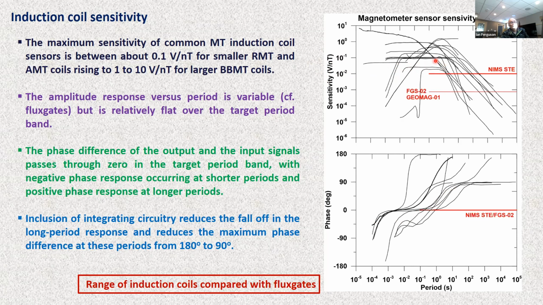Typically, the amplitude response is fairly flat over the period range of interest, the target period range. And the phase will pass from very low values through 0 to higher values in, again, this period range of interest. The inclusion of integrating circuitry reduces the fall off in the long period response, so moves us in this direction, and also drops the long period phase response from 180 down to 90 degrees.